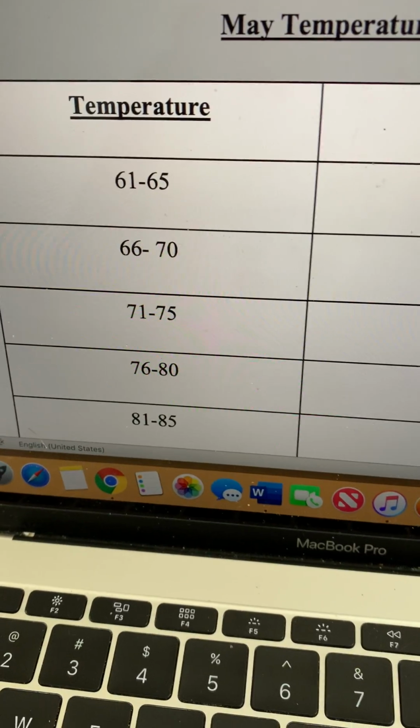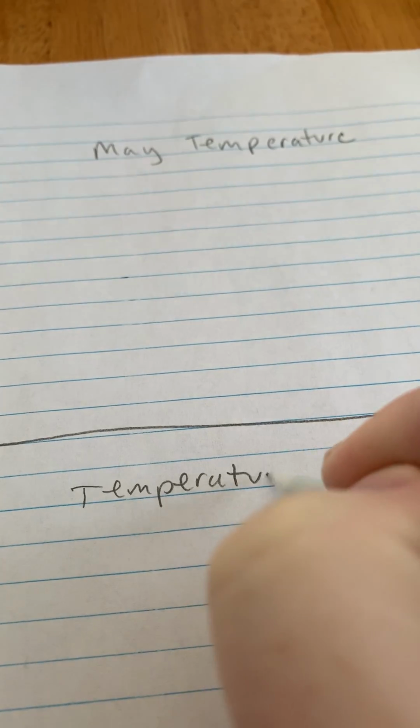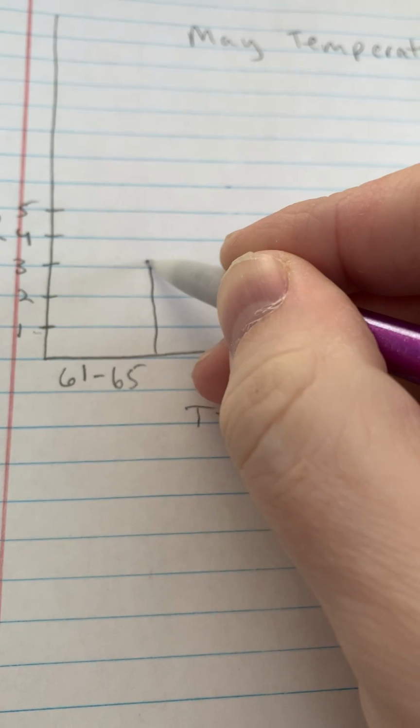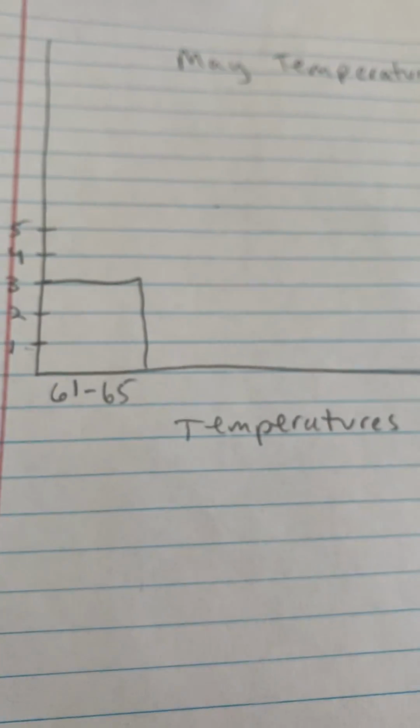My first interval is 61 to 65. I know that what I'm talking about here is temperatures. And my first one is 61 to 65. And I saw in my frequency chart that that happens 3 times. So I'm going to make a bar that goes up to 3.